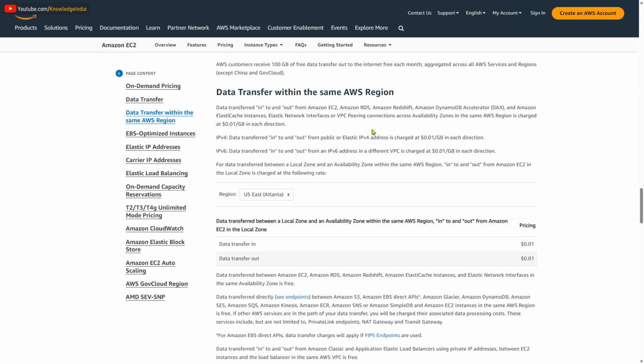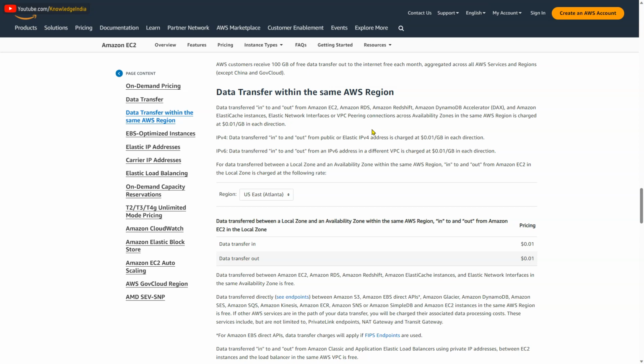So if you have an EC2 instance in availability zone A and an EC2 instance in availability zone B, on the first instance there will be a data out charge. On the second instance, there will be a data in charge. And on both of those, it will be 0.01 per GB. So overall, you still pay 0.02 per GB. Please understand that part.